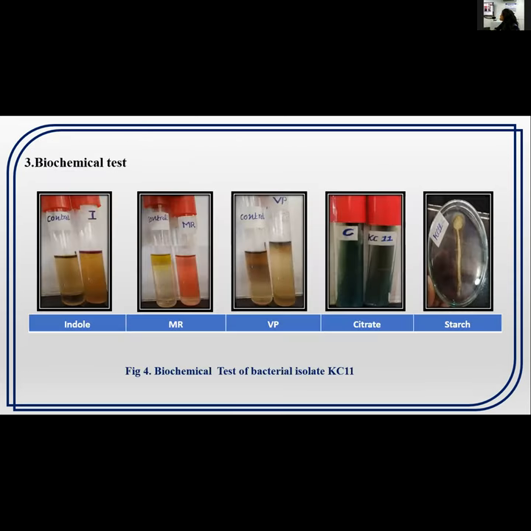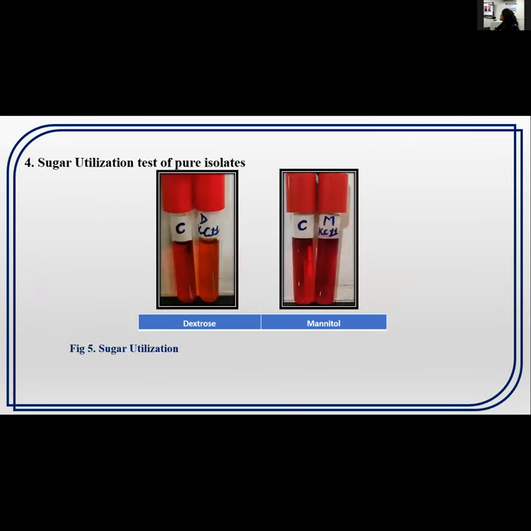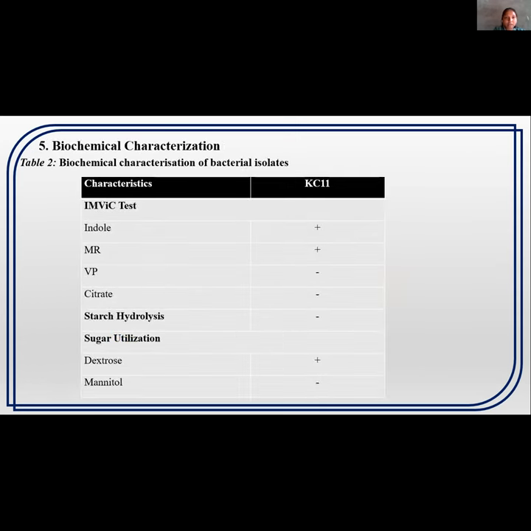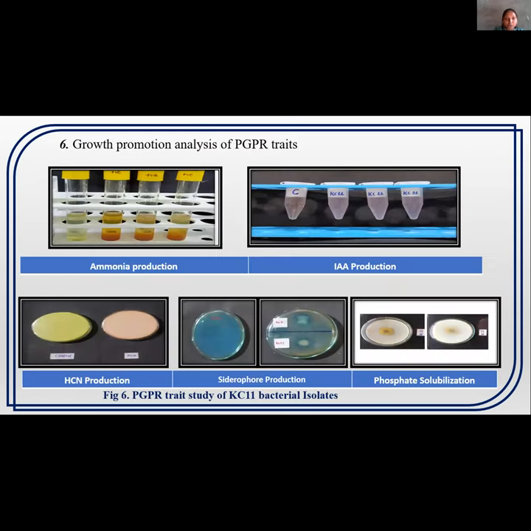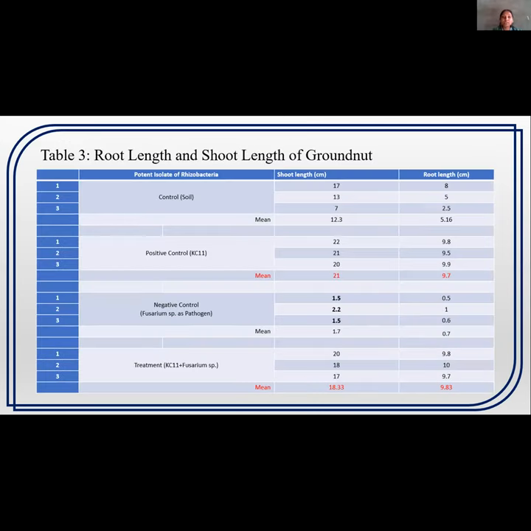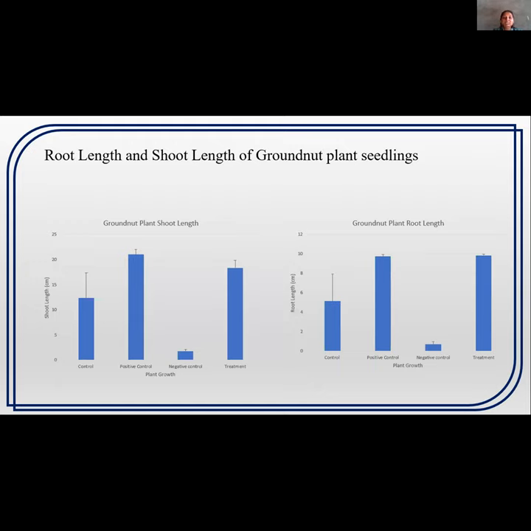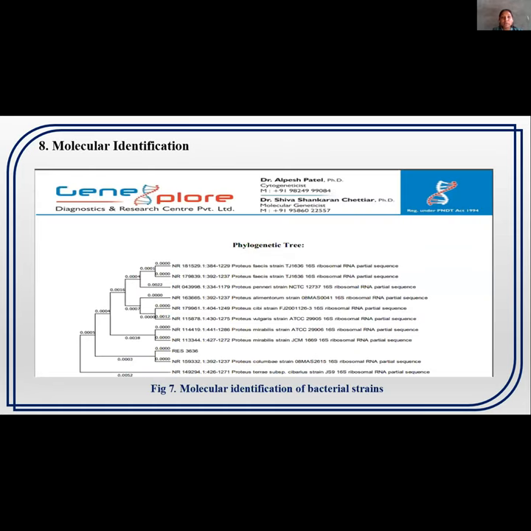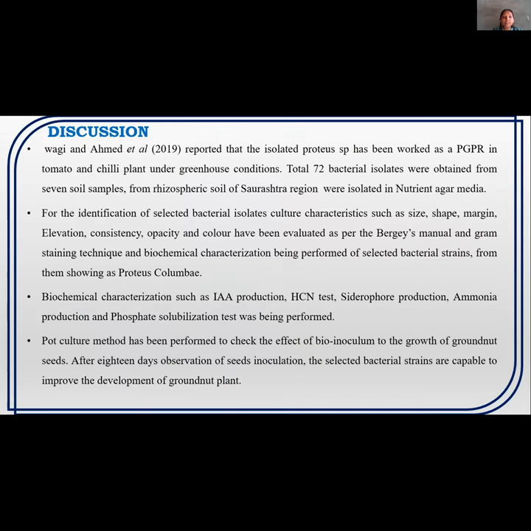Biochemical tests, IMViC test, sugar utilization test, and growth promotion analysis by PGPR. And these are the pot experiment and the root length and shoot length of groundnut. And these are the graphical representation of root length and shoot length of groundnut plant seedlings, and molecular identification and discussion.